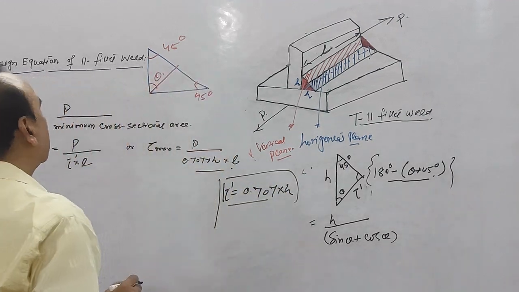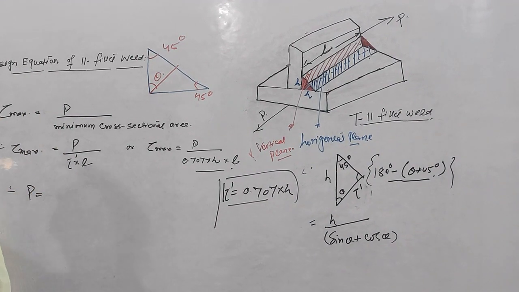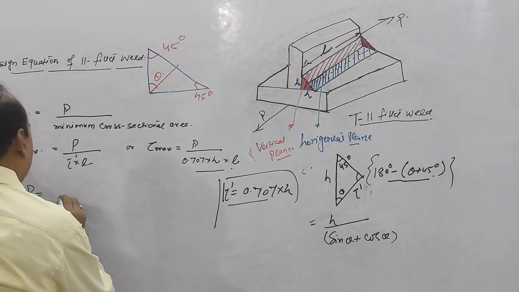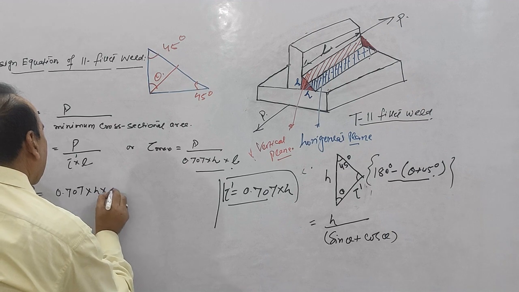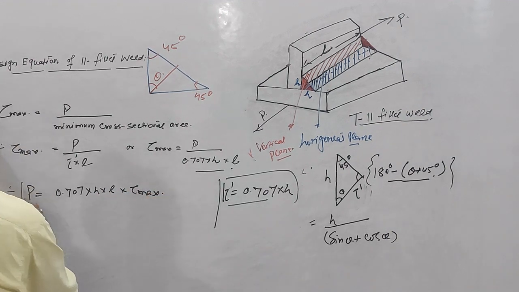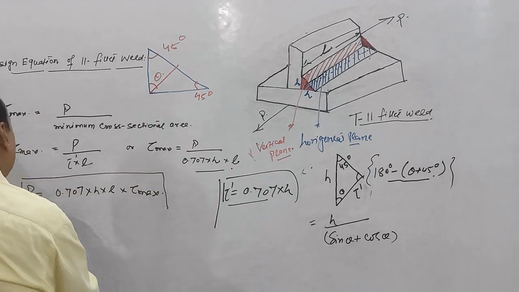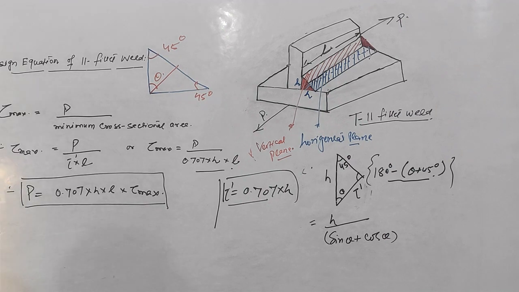So this value I have substituted here. Therefore the design equation of strength is equal to 0.707 into H into L into tau max, right? This is the design equation of the strength for the single weld only. Here I have taken a single weld. When there are double welds, you will multiply this equation, because this is for a single weld.